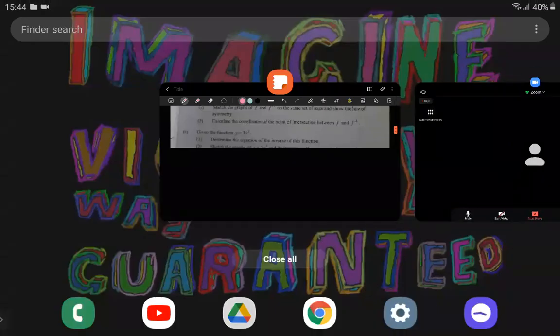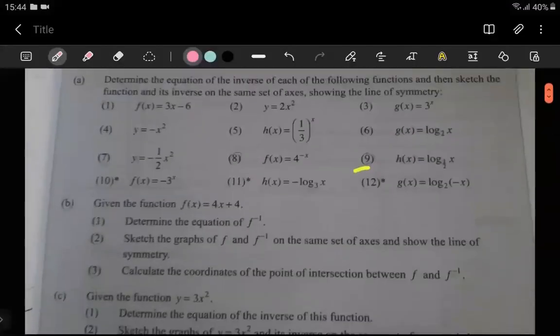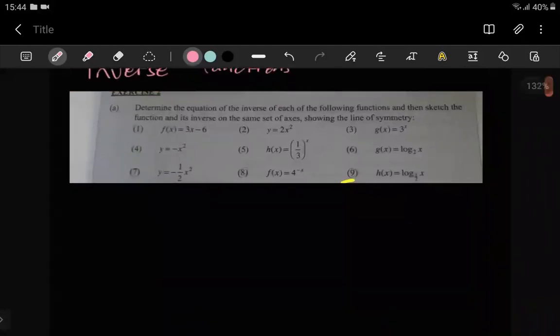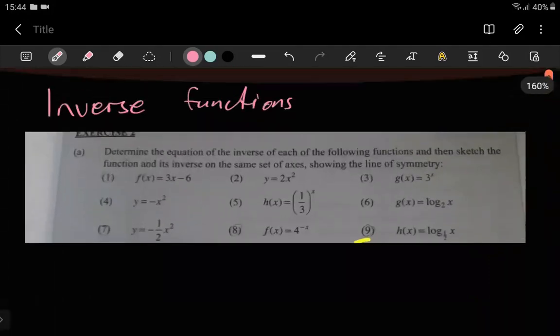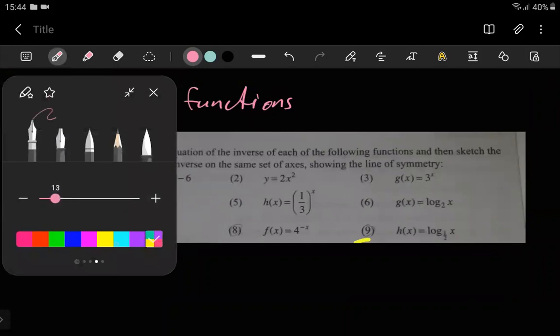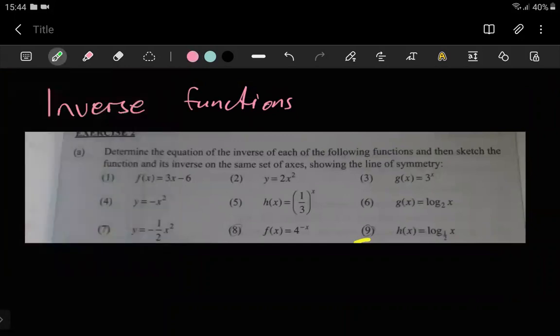So with log graphs and exponential graphs, the whole idea is to remember they work hand in hand. If you're given a log graph, its inverse is an exponential graph. If you're given an exponential graph, its inverse is a log graph. It doesn't matter where you're coming from. They just go hand in hand.